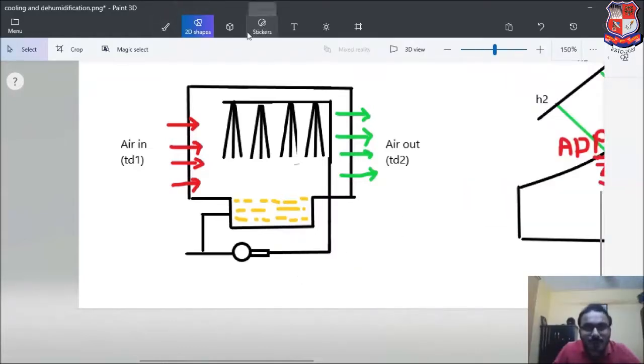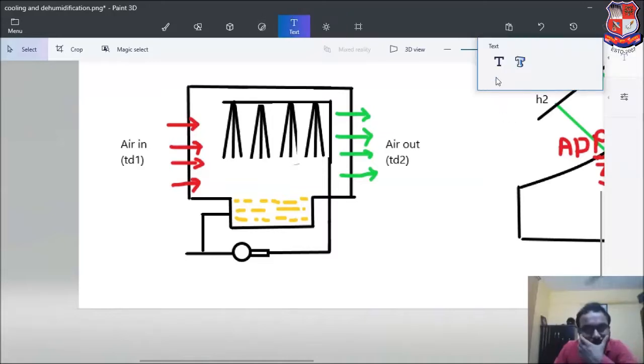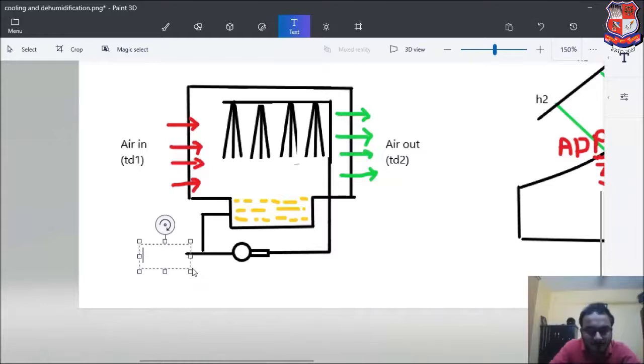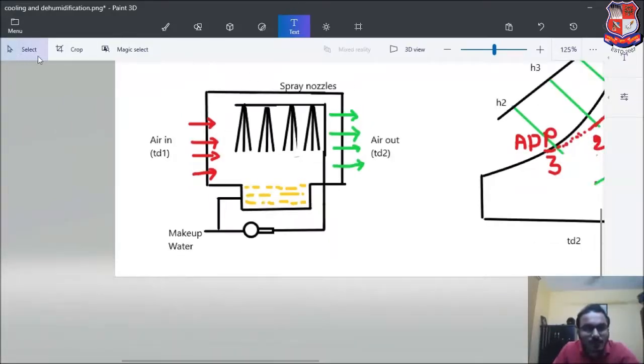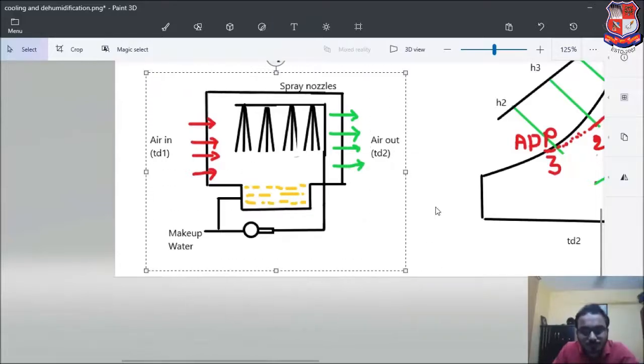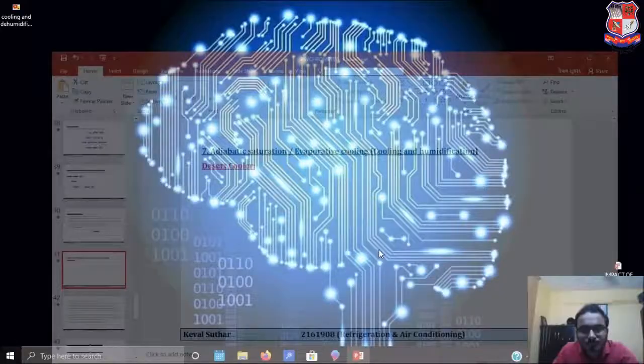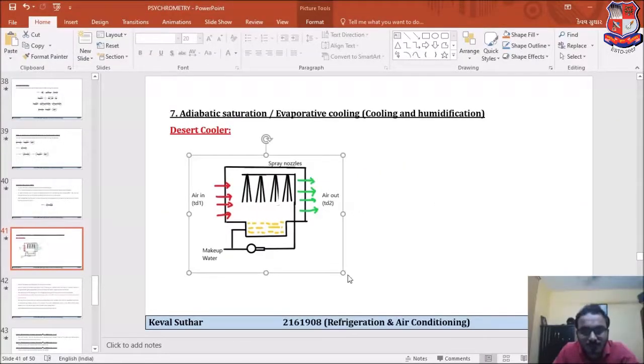And from here we will be providing makeup water. So what is going to happen here is these are going to be our spray nozzles. So this will be the arrangement in this case, and now we can copy this. So this will be our arrangement.